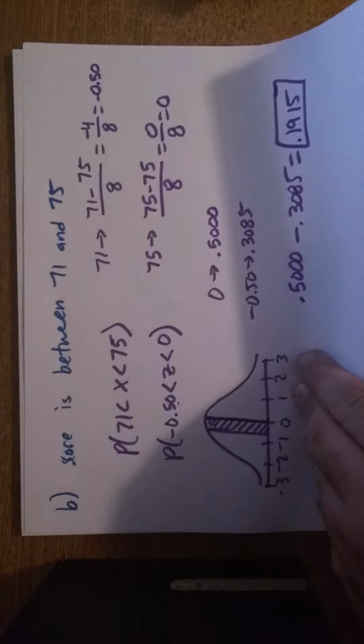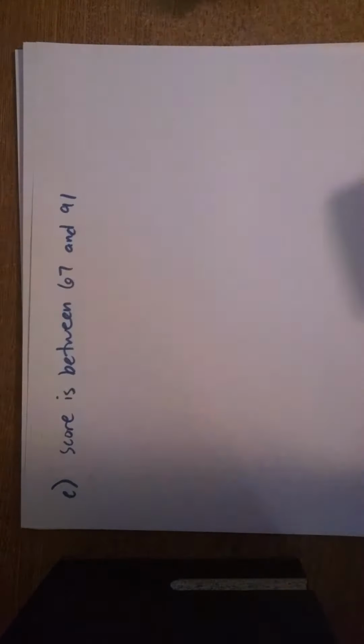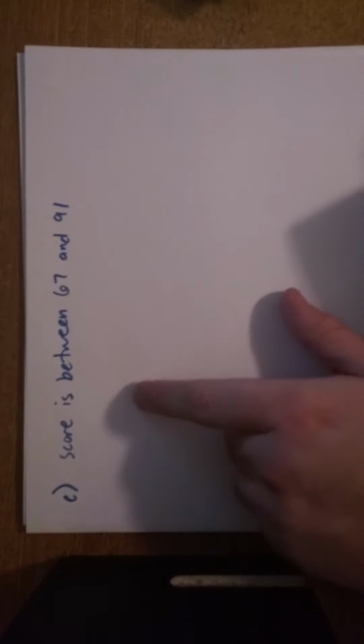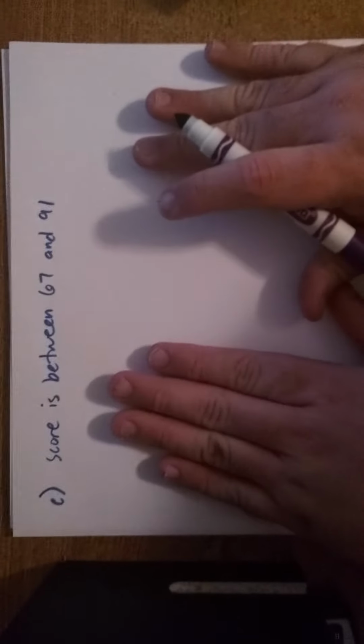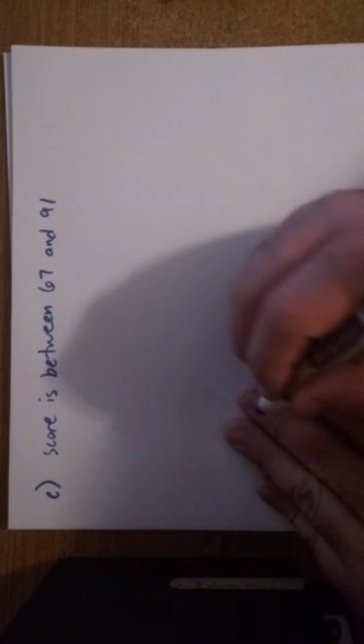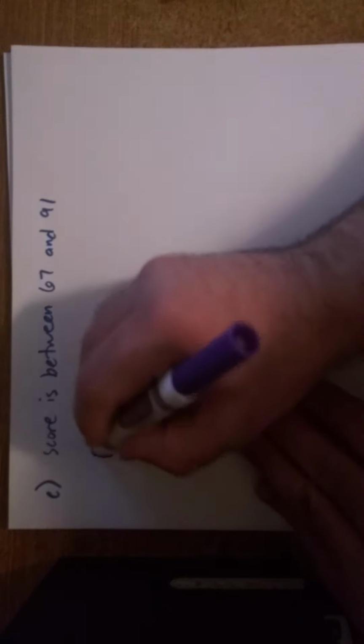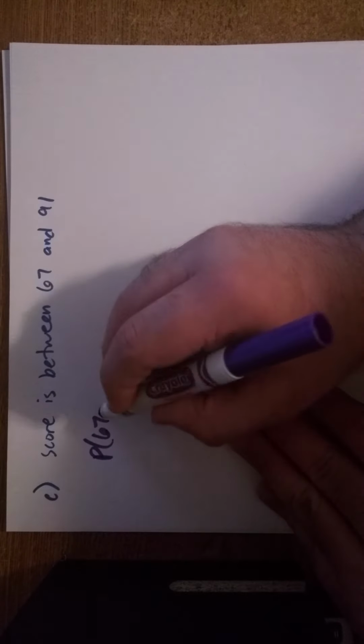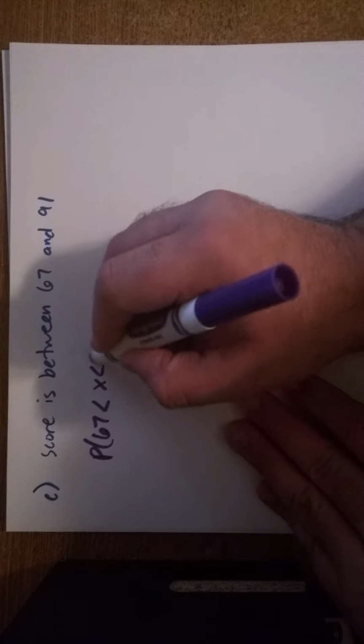See if you can try out part C real quick. See if you can try it out on your own. Pause the video. It's the same mean and standard deviation. And I'm going to go through this one quicker for the sake of time. Alright. So maybe you paused it to see if you could try it yourself. Maybe you didn't, if you're lazy or something. We're trying to find the probability of 67 is less than X is less than 91.